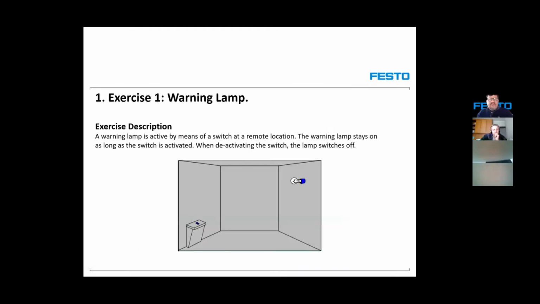Okay, guys. So for example, here is an example of an exercise that I want to do this afternoon. This exercise is a warning lamp is activated by means of a switch at a remote location. The warning lamp stays on as long as the switch is activated. When you're deactivating the switch, the lamp switches off. Okay, for example, now let me put this into a PLC.